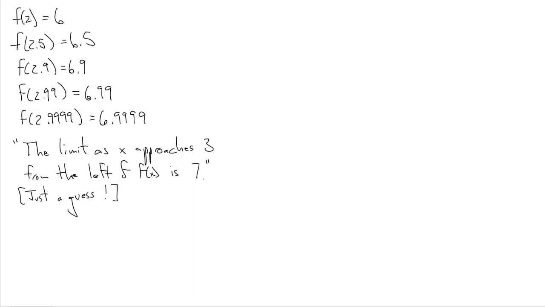Here's the notation for this concept. This says the same thing. The little lim, that's a limit. Underneath it, we have x approaching 3 from the left. This says the limit as x approaches 3 from the left of the function f of x is equal to 7. Again, just a guess.